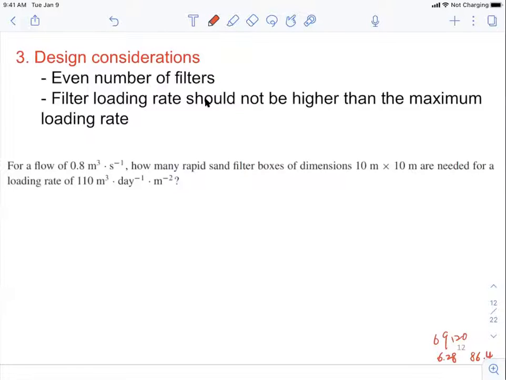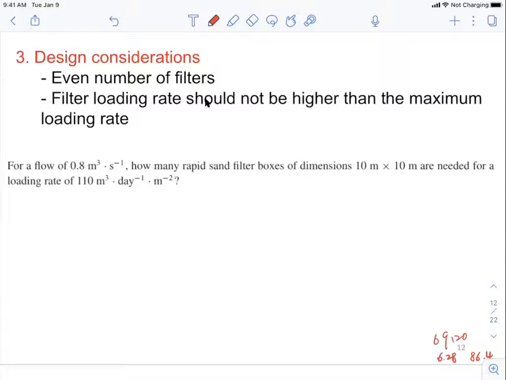By having an even number, what that also means is that if one is offline, the other one can still be in the running state. You don't have the trouble of cutting off the water if you want to take one sand filter offline.